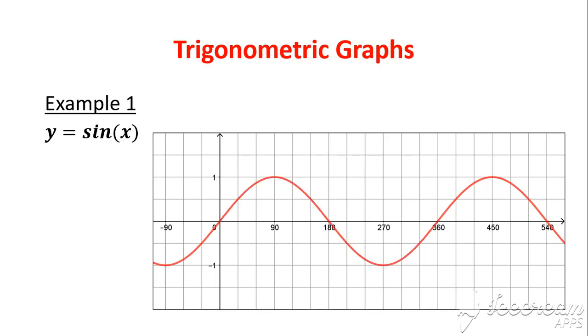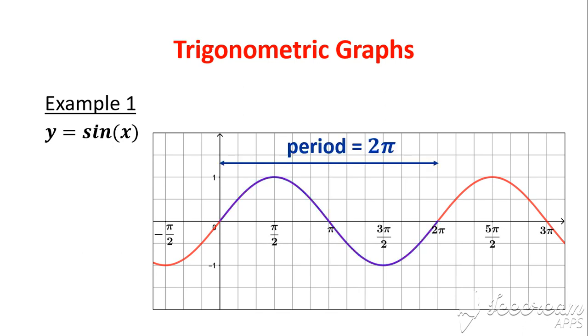Now we could redraw this graph in radians. Instead of using degrees on the x-axis, we could use radians. You'd see it's exactly the same graph, but we're just utilizing radians on the x-axis instead of degrees. For this example, nothing's changed apart from talking about the period. Instead of the period being 360 degrees, the period is now referred to as 2 pi. 2 pi radians is the period of the sine graph when we're talking in radians.